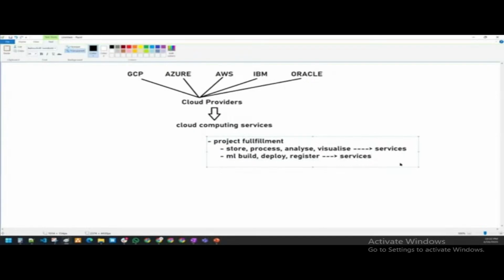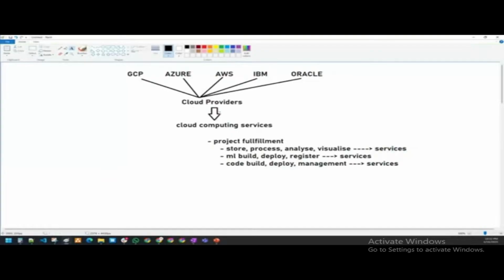Or if you are an application developer, you can do code build, code deployment, and source code management, and again you have dedicated services for doing that. Those services I'm calling cloud computing services, provided by the cloud providers. So the main aim of the cloud providers is that they wanted to fulfill the project requirements for every company.